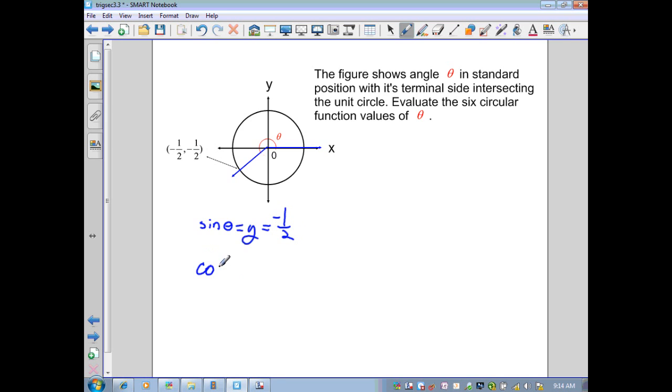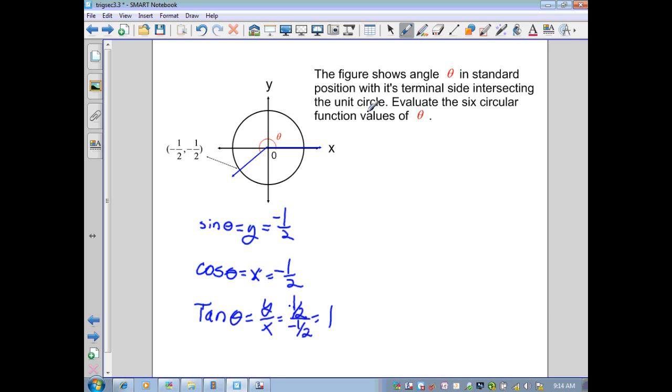Cosine theta in a circular function has a value of x. And therefore, my x value on the point of the terminal side of my angle is -1/2. Tangent theta is going to equal y over x, which is -1/2 divided by -1/2. And we know that anything divided by itself is 1, and a negative divided by a negative is a positive. Remember that we are allowed to do this in circular functions because our values of r in each one of my 2 functions of sine and cosine has a measure of 1 because we're inside the unit circle.